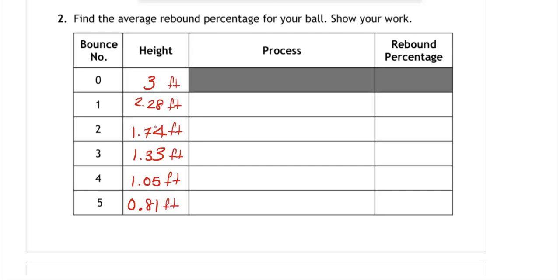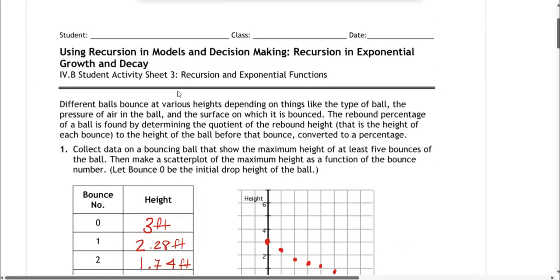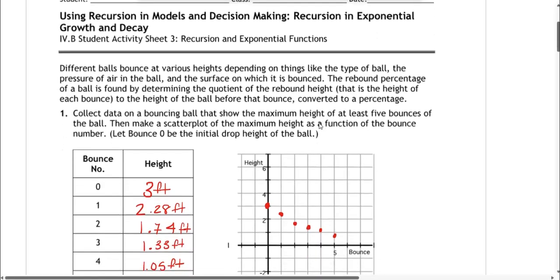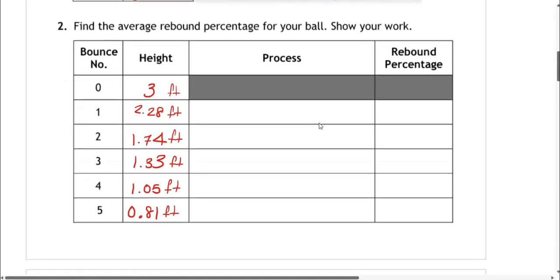All right, and so to find the average rebound percentage for the ball. Now, remember, it says up here that the rebound percentage of a ball is found by determining the quotient of the rebound height, that is the height of each bounce, to the height of the ball before that bounce. Quotient, that's a fraction. So I take whatever height I have for this rebound, and then I'm going to divide it by the rebound height of the one previous. And then I'm going to convert it to a percentage.